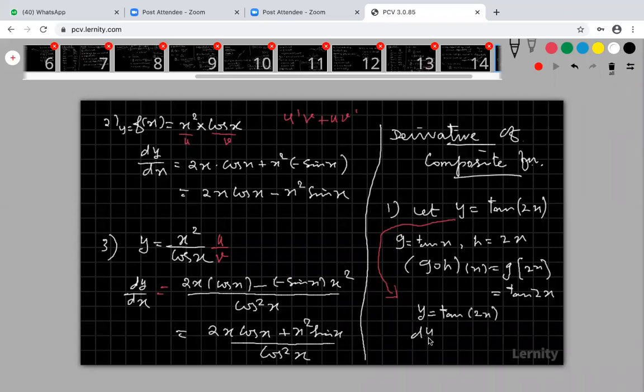The differentiation with respect to x, that is dy by dx of y. Tan x differentiation, just now we have discussed, is secant square x. You consider this 2x as one function x. So keep that as it is, secant square 2x, and then the differentiation of this 2x. After differentiating tan 2x, you differentiate this 2x again.